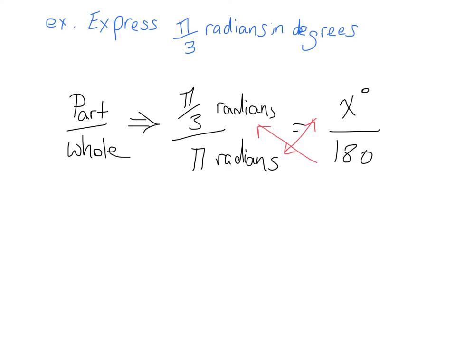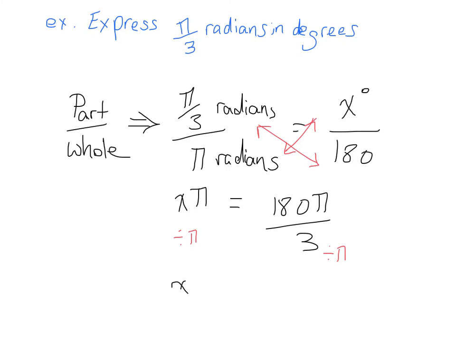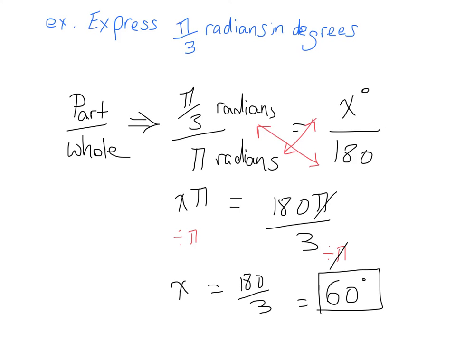On the left we get x times pi is equal to, and on the right we get 180 pi over 3. Now we're just solving for x, so we can divide both sides by pi. And we get that x is equal to, the pi's cancel, 180 over 3, which is 60 degrees. So 60 degrees is the same thing as pi over 3.